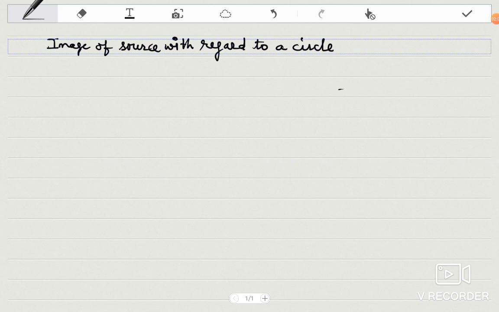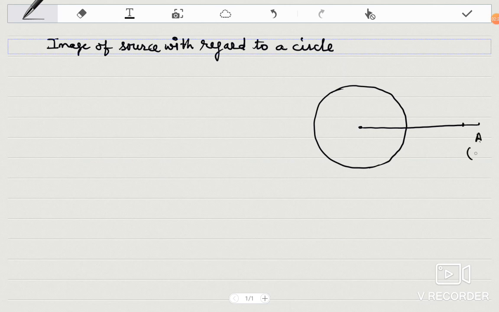Suppose I consider that this is a circular boundary inside the flow region in such a way that presently there is no source or sink inside the circle, and this is the center of the circle O. Let there be a source at any point A in the flow region, of strength M, and let B be the inverse point of A regarding the circle. So consider a circle of radius R equal to a.